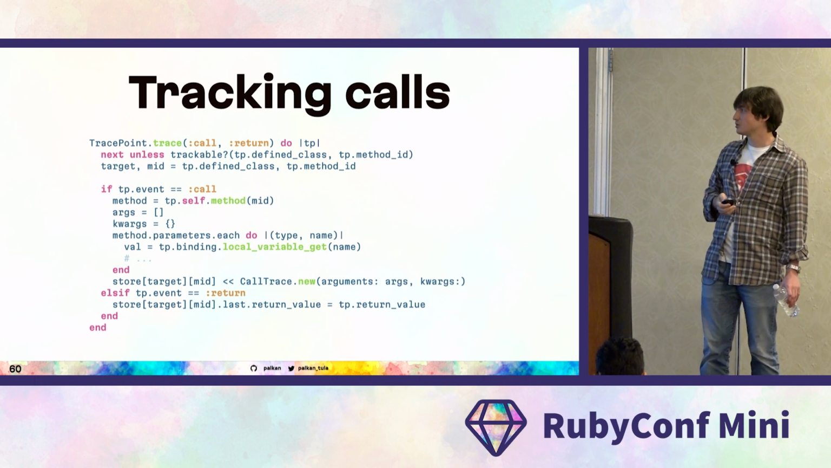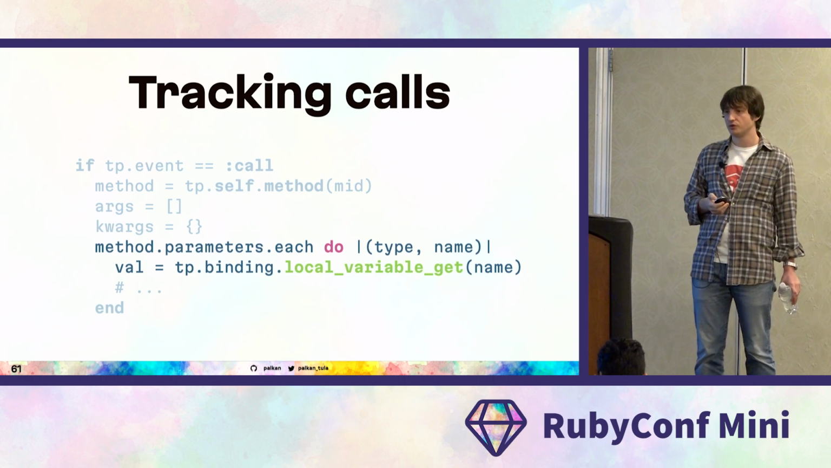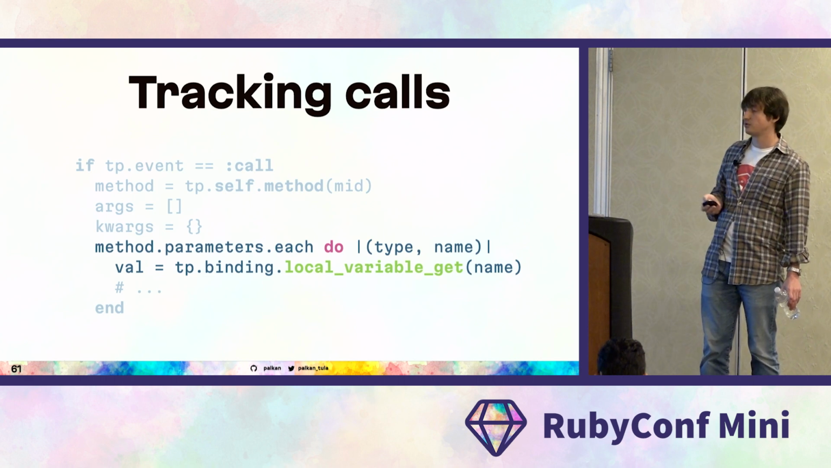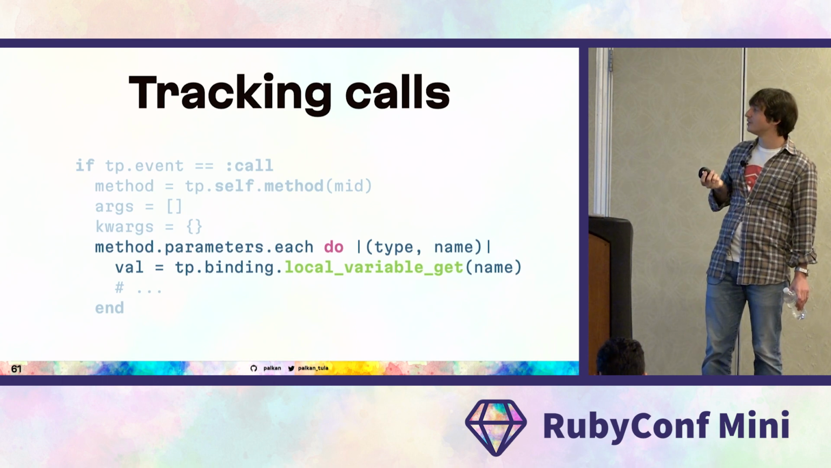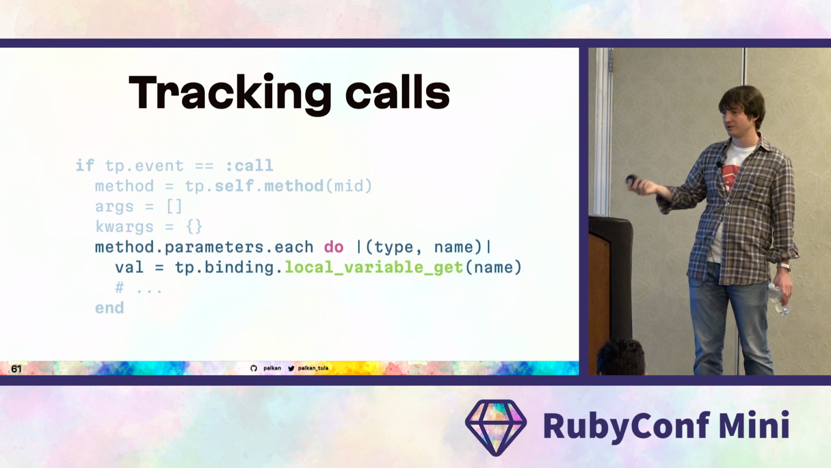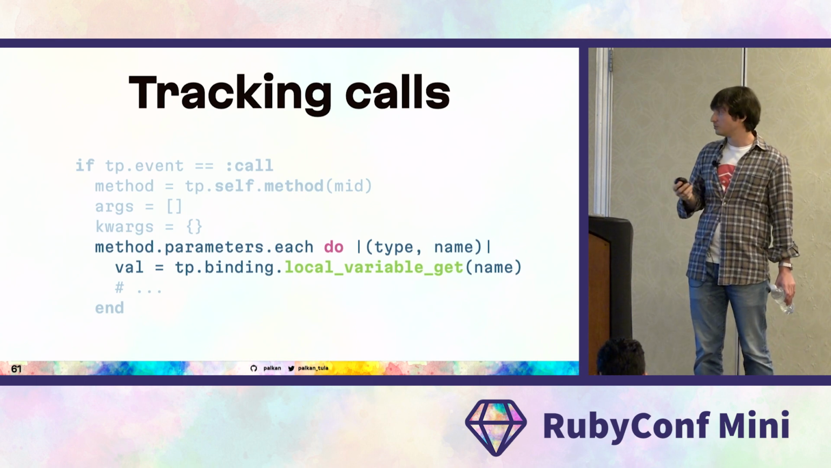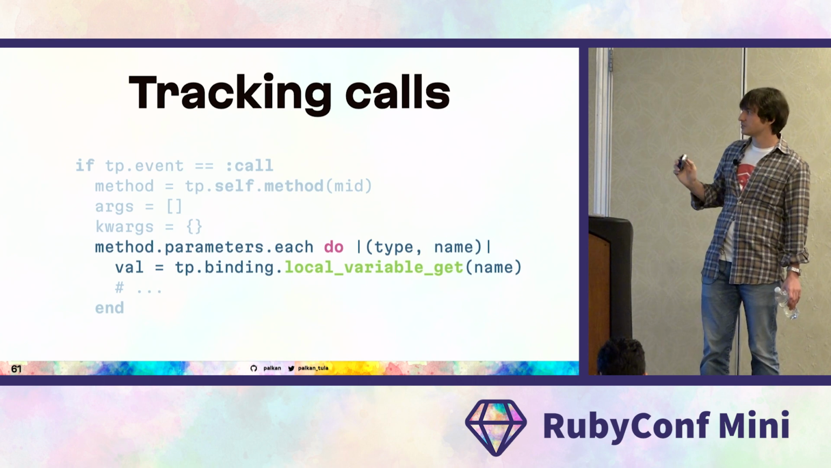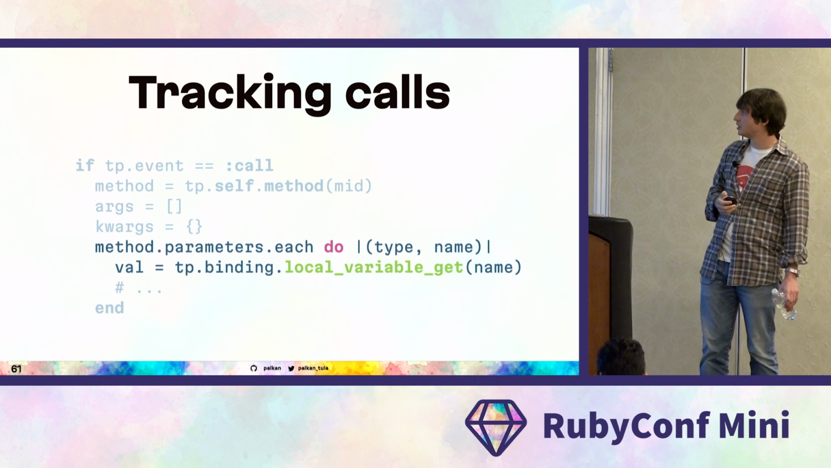It's a bit tricky to get argument values from TracePoint, but luckily we already know about method parameters, and TracePoint provides the binding. So we can actually pull the passed arguments out of the TracePoint and collect the call trace. So this step is kind of typical. It could be used for many purposes, like tracing and collecting calls.